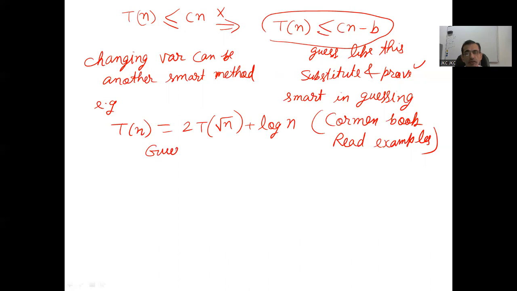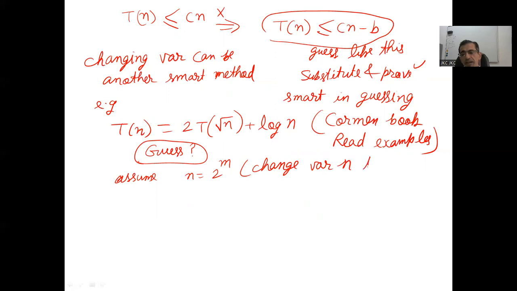Now, how to guess? No idea. I can't really guess. I am not able to think what the solution will be. So I say, assume n equals 2 raised to m. And change the variable. So change the variable and then solve it. Change variable n to m first, and later m will be replaced by log n. So solve for m and then m will be replaced by log n.